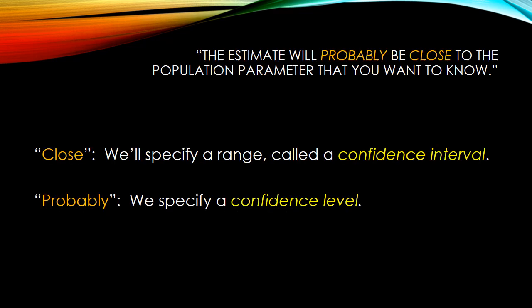But that sentence includes two weasel words, probably and close. What does it mean to say that it'll probably be close to the population parameter? For example, I could say the population mean is probably between 12.3 and 14.5. That range specifies what we mean by close, and the range is called a confidence interval. As far as probably, when we specify a confidence level, we are going to say essentially how reliable is the procedure that we use to find that estimate. If we follow our confidence interval building procedure with a random sample, the confidence level is what fraction of the time that resulting interval will actually contain the value that we're looking for.